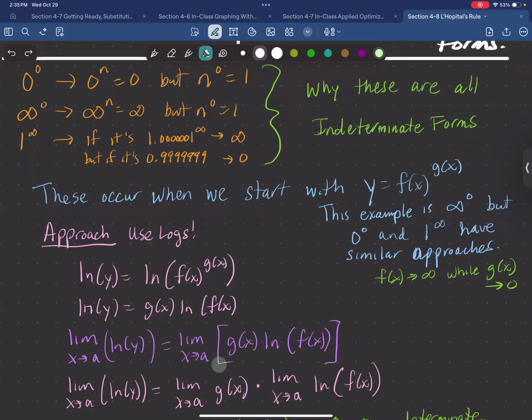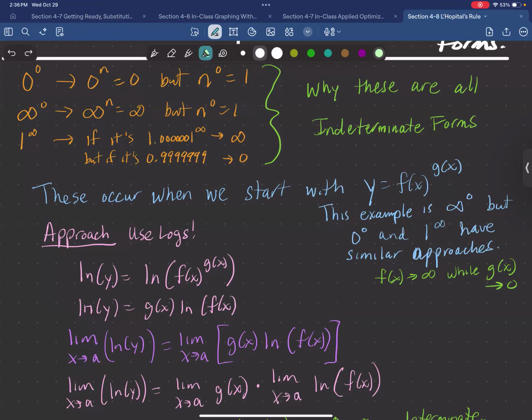we can split the limit into two different limits. And we said g of x is going to 0, so this is going to 0. And f of x is going to infinity, so natural log of f of x is going to infinity. We have 0 times infinity. We saw that eventually led to a L'Hopital version.